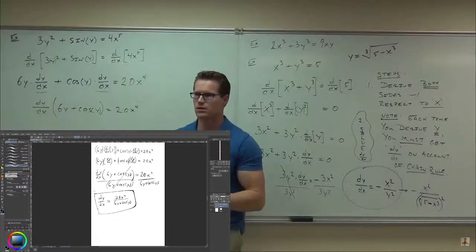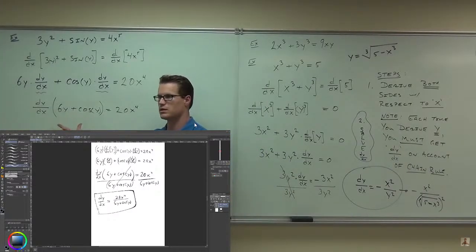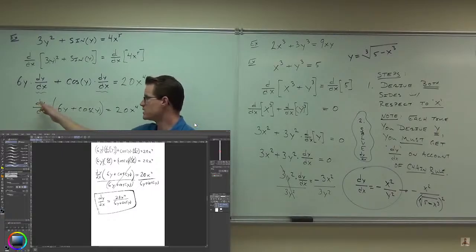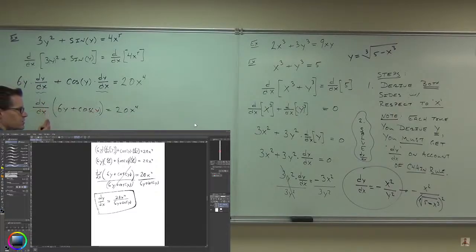So far, so good? Let's get rid of this nasty piece of junk. What are we going to do with that? Divide by this. Yeah, just divide it. This is being multiplied, correct? So if we divide both sides by this expression, we get dy dx equals 20x to the 4th over this same expression, 6y plus cosine y.